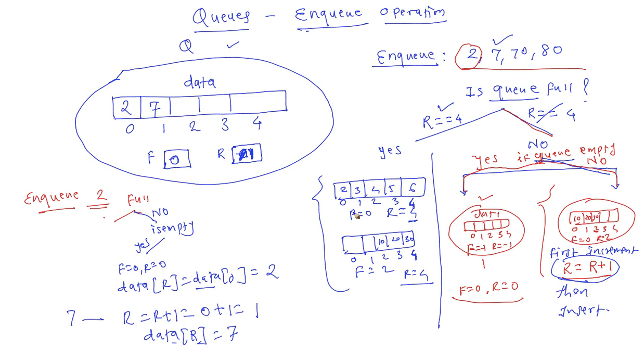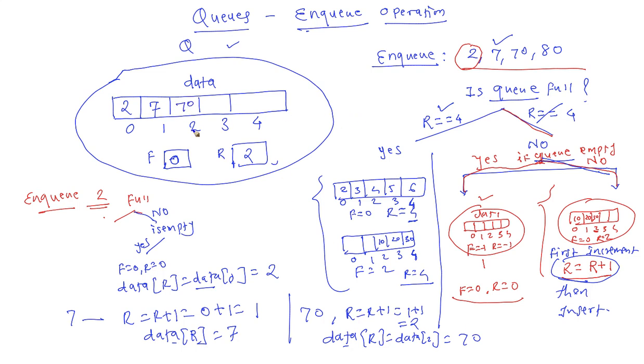So let's insert 70, right? The queue is not full, it's not empty. We'll directly follow this step. So what will I do? First I'll increment R, R equal to R plus 1. R was 1, 1 plus 1 is 2. So R became 2, right? So let me make some space here. R became 2. And then I'll go to data of R, in the data array on the R location. That is data of 2 is equal to 70. So 70 will be inserted here.